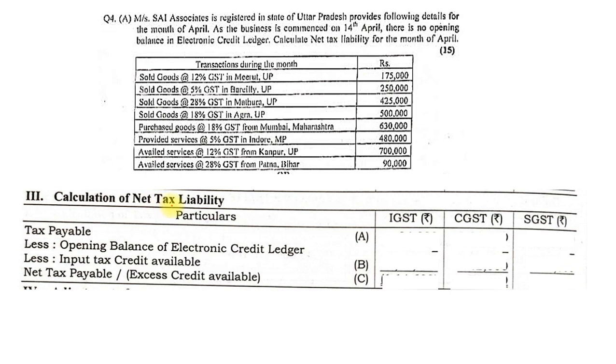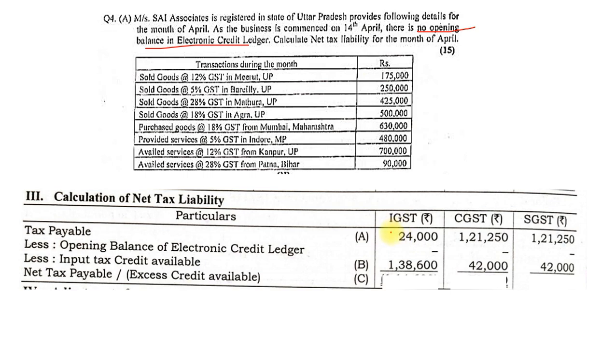So for calculation of net tax liability, we have tax payable, that is step A, less opening credit balance, less ITC, which will give you net tax payable or excess credit available. Tax payable means our very first step's total, which was 24,000, 121,250, 121,250. Less opening balance of electronic credit ledger: they have told you there is no opening balance, so it will be nil, nil, nil.